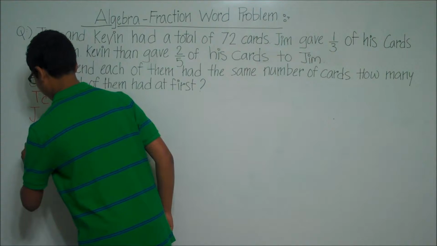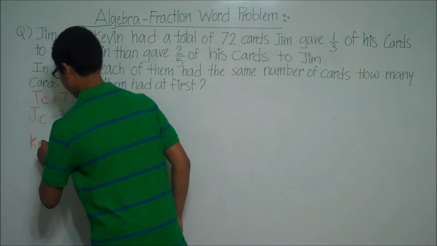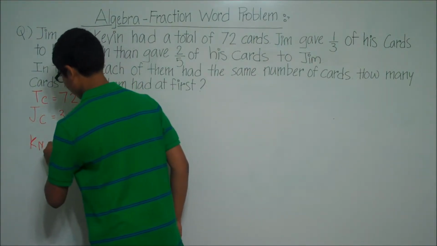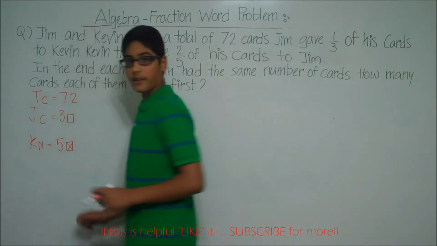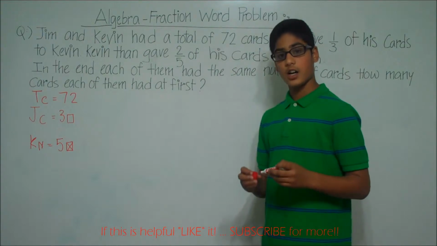So this means that Kevin now has 5 units. So Kevin now is equal to 5 boxes of cards.